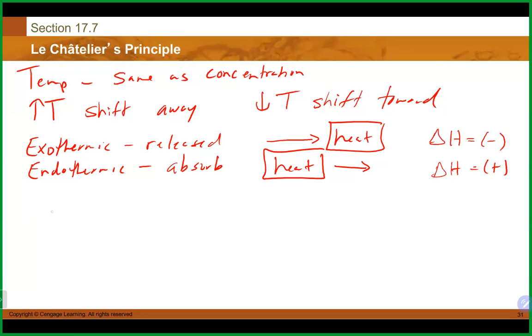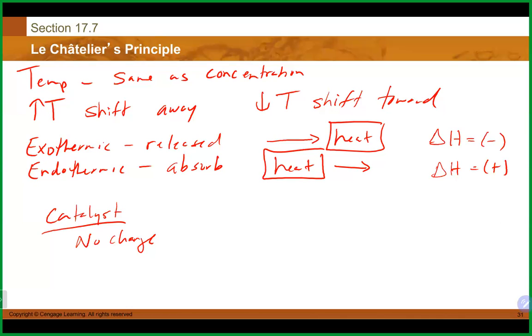Lastly here, a catalyst. Again, as we talked about earlier, is not a product, is not a reactant. It is there simply to make the reaction occur faster. It will actually have no change on the equilibrium.